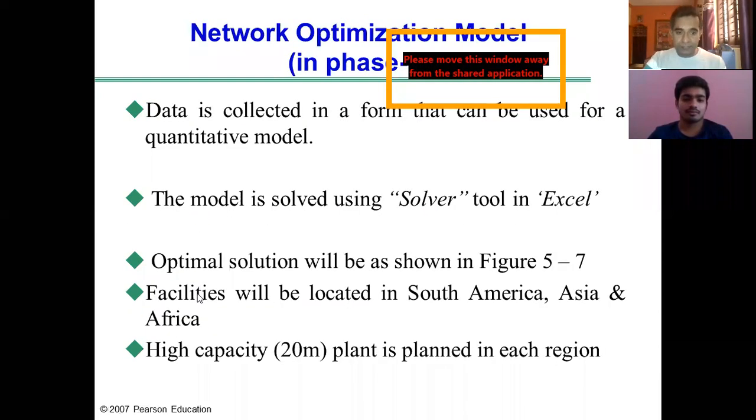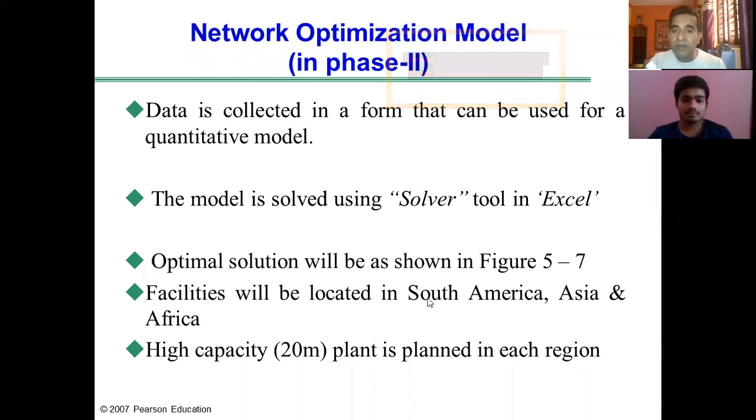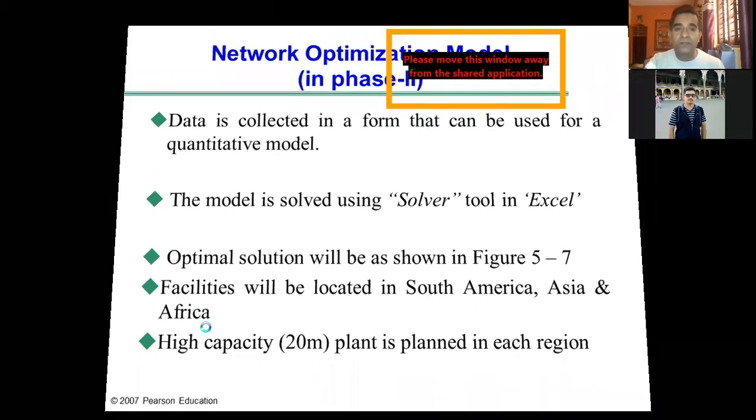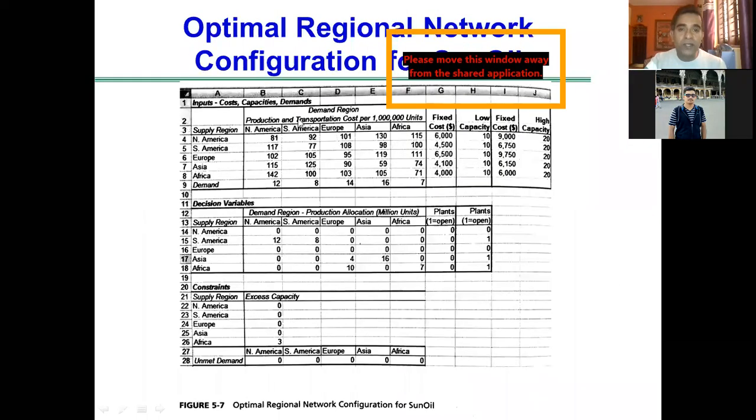That's why the facilities, according to figure 5.7, which I'm going to show next, there will be fewer facilities with a larger production capacity, that is 20 million unit capacity, and only 3 of them will be located, one each in South America, Asia and Africa. A high capacity plant, that is a 20 million unit production capacity plant, is planned in each region. So one in South America, one in Asia, one in Africa. So this is how we can view it.